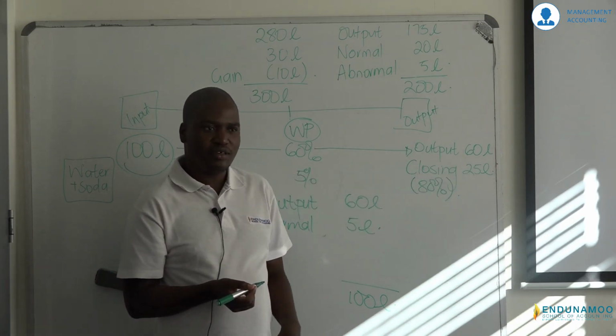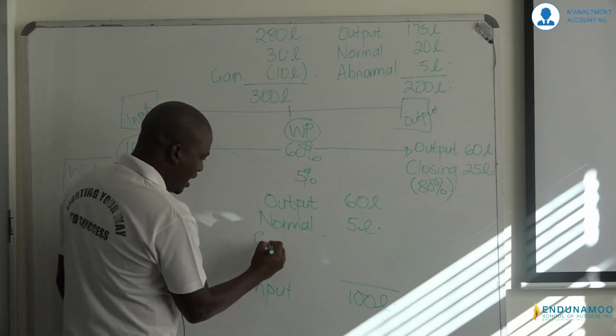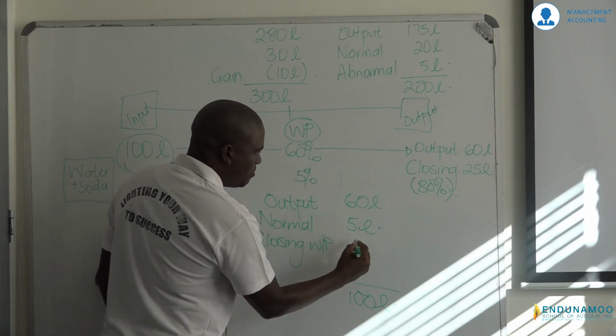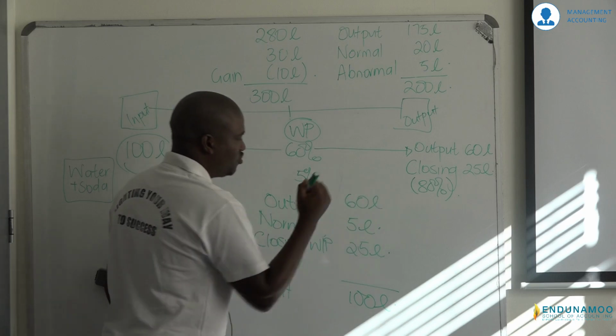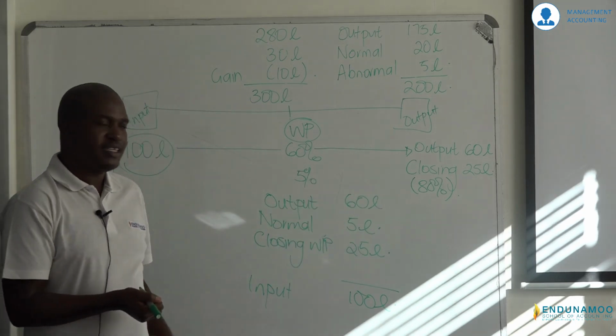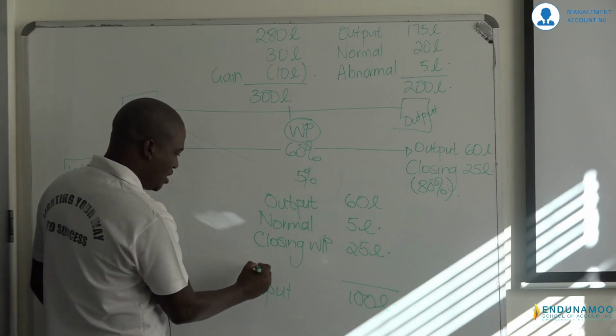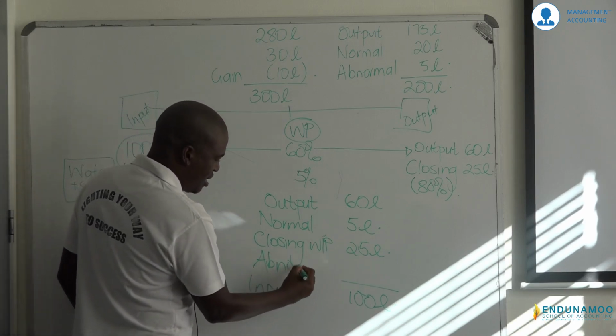There is closing altogether. Then I said, all right, there is closing WIP in this case. Closing WIP is what? 25 liters. But does this add up to 100? No. That's when I say this is what? Abnormal loss.